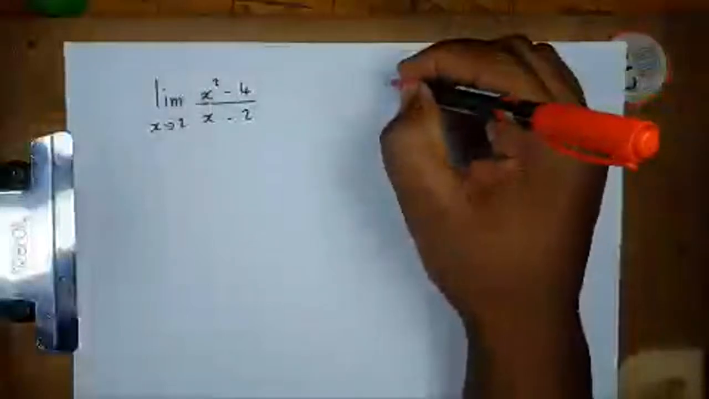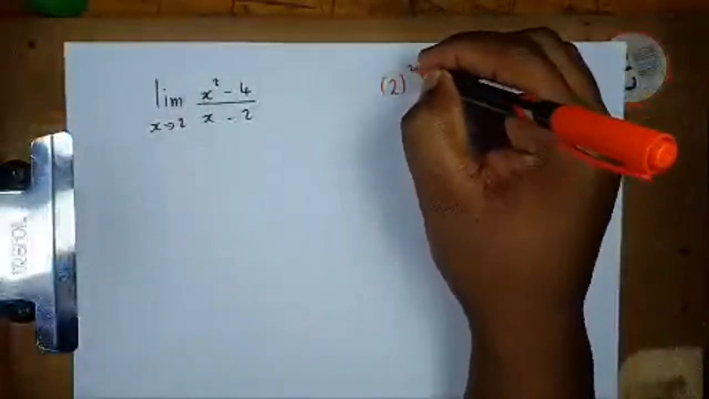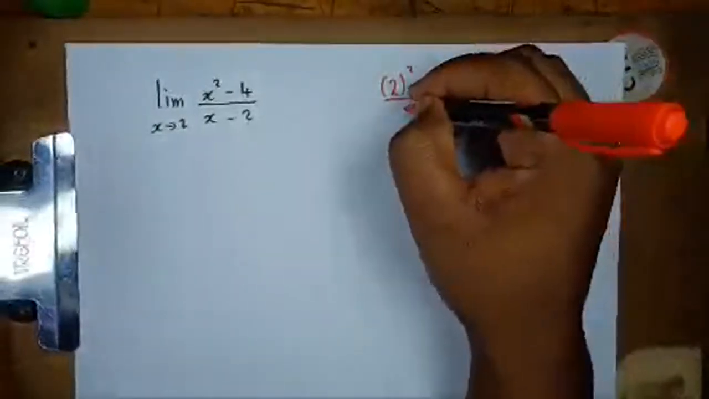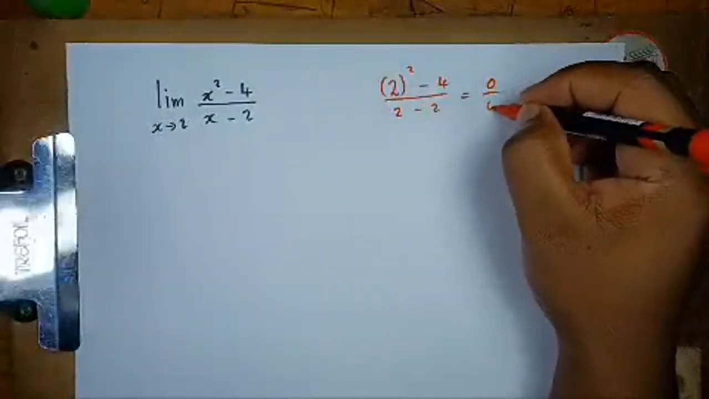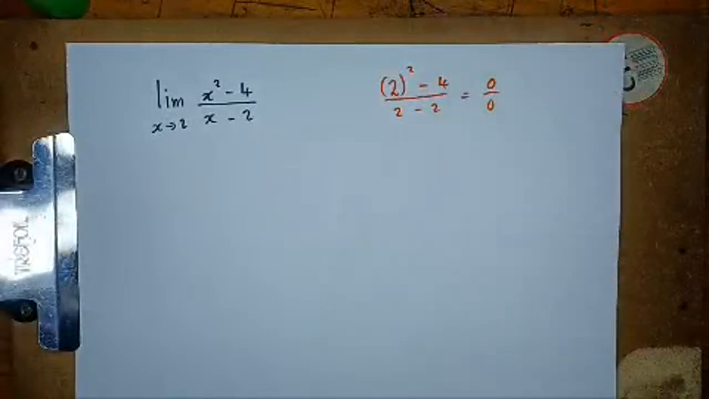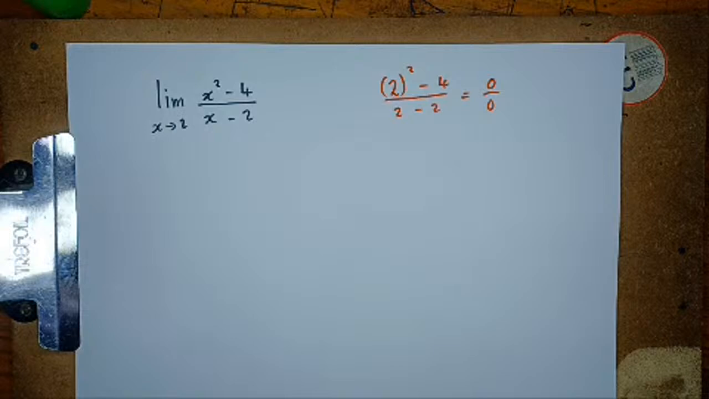So to start with, let's say we apply the limit. Where there's x, we put 2. This is what we get: 2 squared minus 4 divided by 2 minus 2. This will give us 0 over 0. Now, if you have a result which is giving you 0 over 0, you have two options for this question.